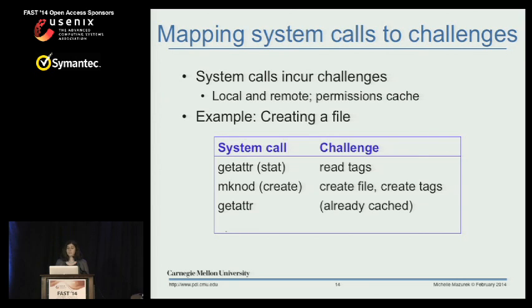Then another getAttr happens, and this permission has already been cached, so we don't have to make another proof at that point. And then the new file is opened, and so we may have to prove the ability to read that file, write it, or both, depending on the circumstances for opening it.